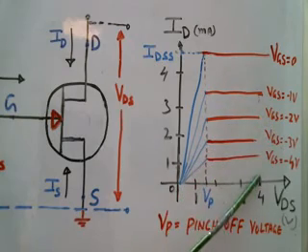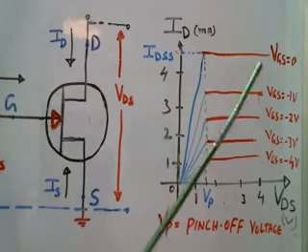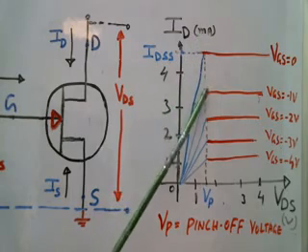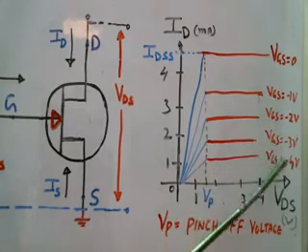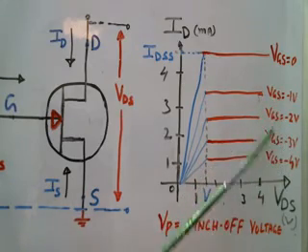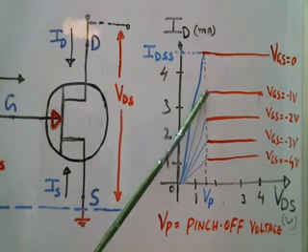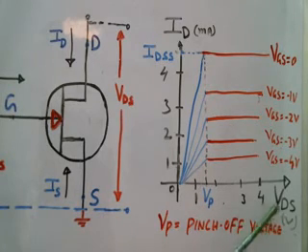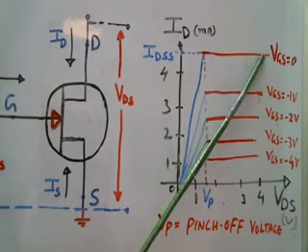When VGS is 0, drain current ID is maximum. As VGS increases negatively, the drain current decreases, because it is always reverse biased. When this voltage is increasing negatively, ID is decreasing. And VP is the pinch off voltage, the minimum value of drain to source voltage at which ID becomes constant, this red line.